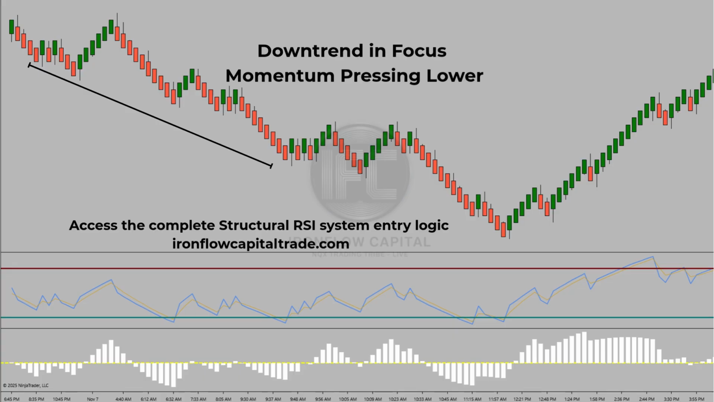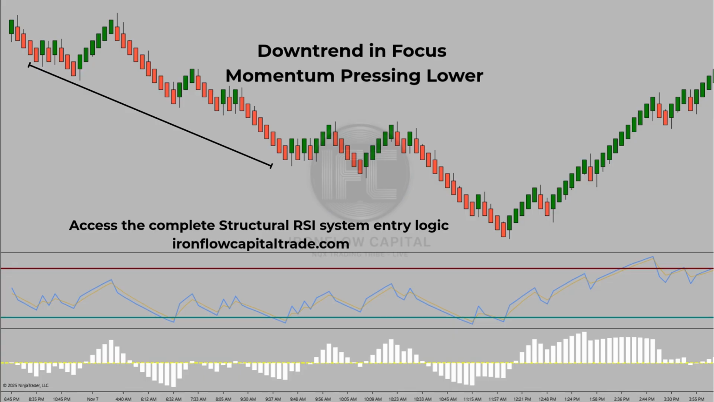During this phase, the character of the movement is strong and directional. Each minor bounce loses energy quickly and momentum waves continue to press lower. This is how a healthy trend behaves on a higher timeframe. You can see the strength of the move through the alignment between price and momentum. The longer you watch this chart, the more obvious the rhythm becomes.